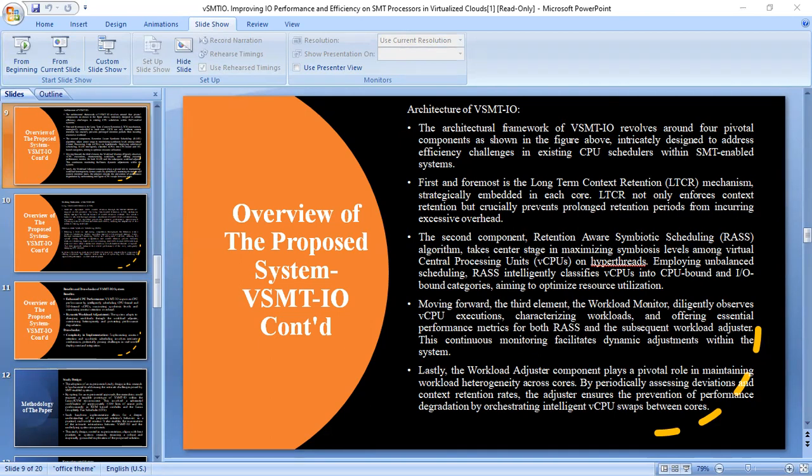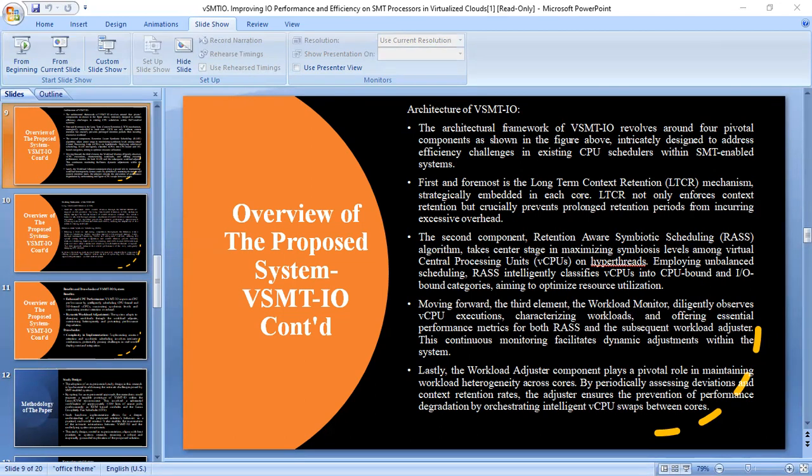Second, the retention-aware symbiotic scheduling algorithm. This algorithm takes a central role in maximizing the symbiosis level among virtual central processing units, vCPUs, on hyperthreads. Through unbalanced scheduling, the RAS intelligently categorizes vCPUs into CPU-bound and I/O-bound, aiming to optimize resource utilization.